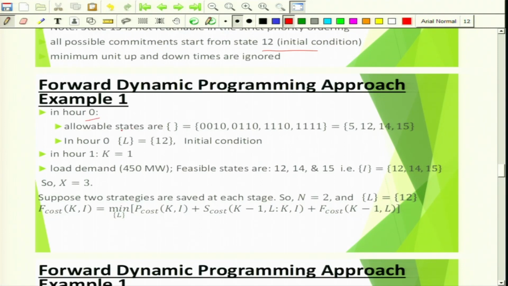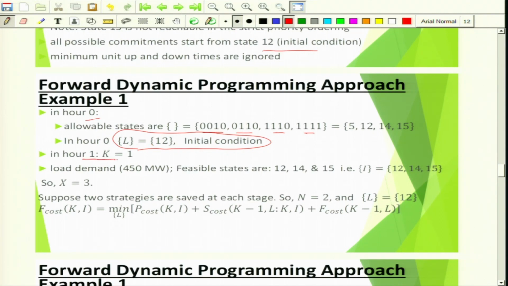Before going to hour 1, the allowable states are 0 0 0 1 0, that means state 5, state 12, state 14 and state 15. In hour 0, this is the initial condition which has been given. That means to start with, we are saying that initially the best combination was state 12. This is the initial condition given to us.